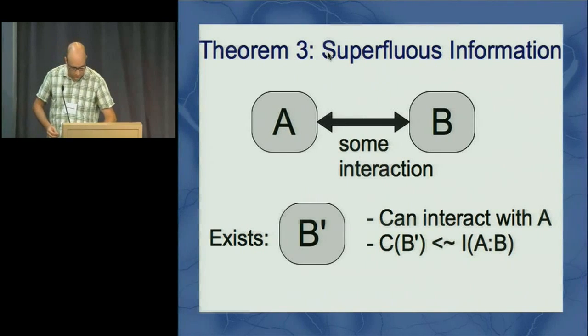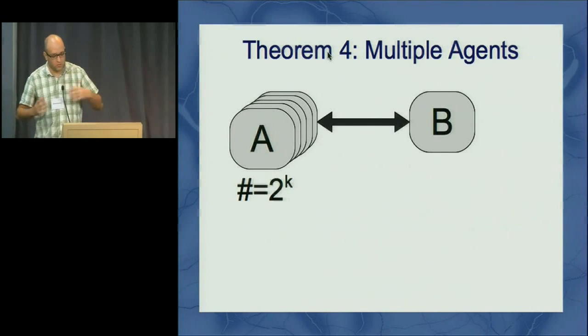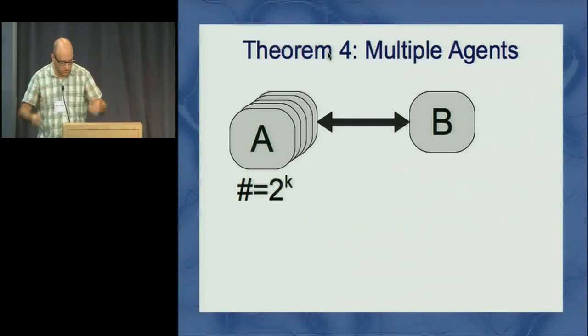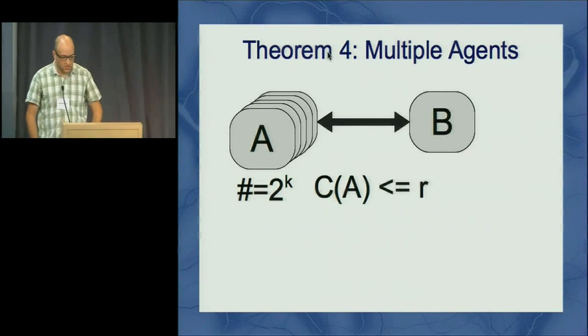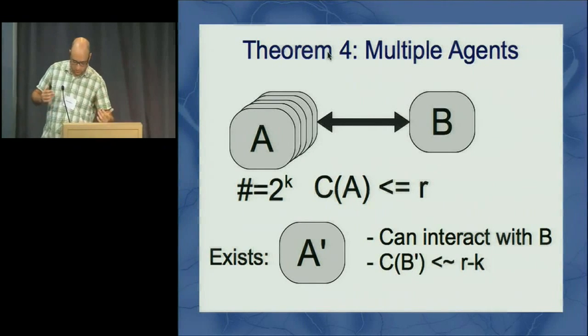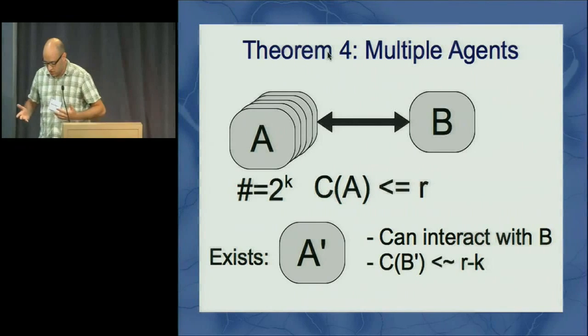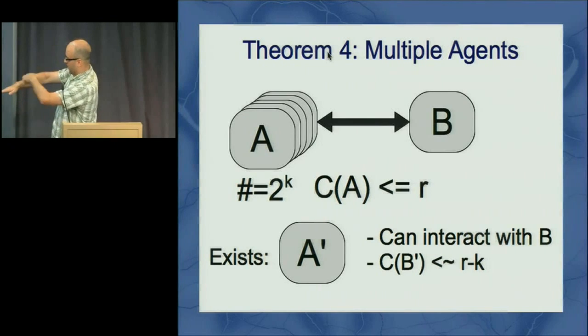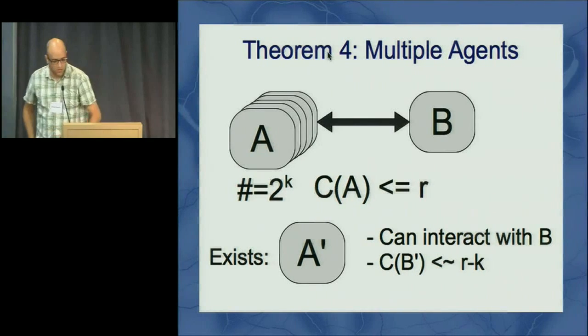So this one has a little bit better interpretation, and that is that you have multiple agents, and this is probably the easiest one to understand. If you have 2 to the k agents who can interact in some sort of way with B, or have 2 to the k Nash equilibriums with B, and they all have a certain complexity, then there exists an A prime that can interact with B that has Kolmogorov complexity less than or equal to R minus K. So basically, when we're thinking about all these agents in environments, we now know that they basically have an exponential distribution in terms of the complexity.